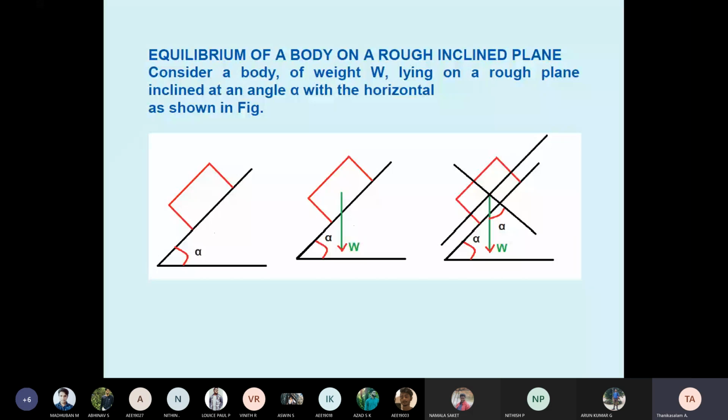See here, in the first diagram, one block is resting on an inclined surface. I have taken alpha as the inclined angle. But the weight acts vertically downward only. But if we want to solve the problem, that's why I am introducing the XY axes along the inclined surface.